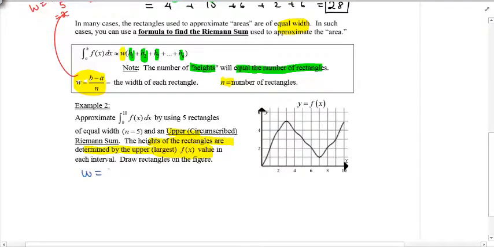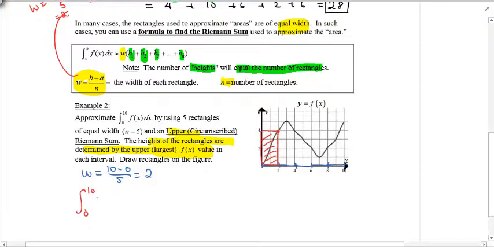Okay, so let's go ahead and figure out our width first. Width would be b minus a over 5, that's still 2. So now I know I should split up my interval here into widths of 2. And now within each of the intervals, I want to find the highest or largest y value. So between 0 and 2, the highest y value is 4. And I'm going to use this to approximate the area. Maybe not so great, but hey, it's a method.